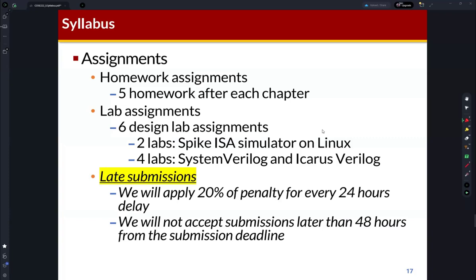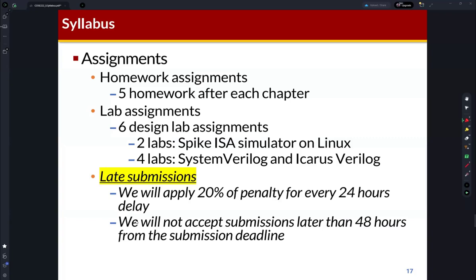And then for the other labs, you will practice the processor design. Okay, and then this is the late submission policy that we will apply. We will apply a 20% penalty for every 24 hours of delay. Usually the deadline is around 11:59 p.m. on a given day.